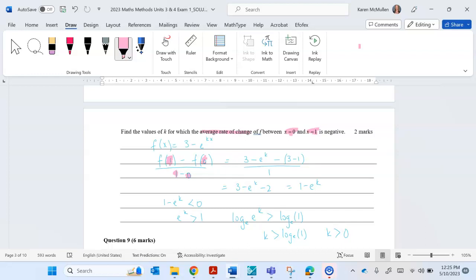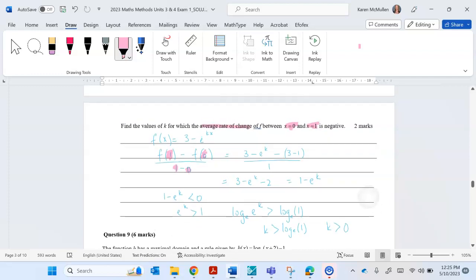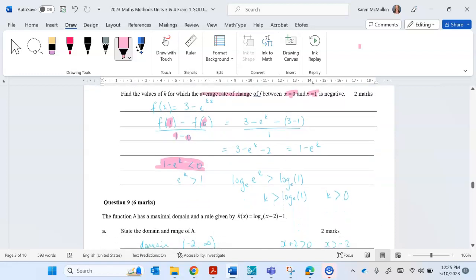So we want to know when it is negative. So here it has to be less than 0. So just solving for k. Just also knowing that whatever your base is doesn't have to be e. If your argument is 1, then it's 0. So when your argument is 1, in that bracket, whatever your base is, log base 10 of 1 is 0.